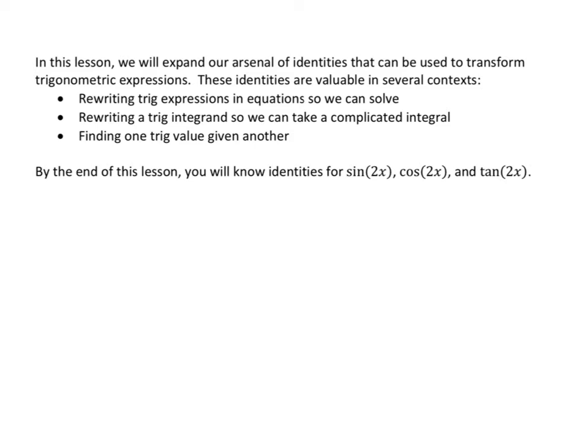I just want to point out these double angle identities aren't quite as commonly used as the Pythagorean identities, but they're still fairly well used. So that you have a target of where we're going, by the end of this lesson you're going to know identities for sine 2x, cosine 2x, and then at the very end for tangent 2x.